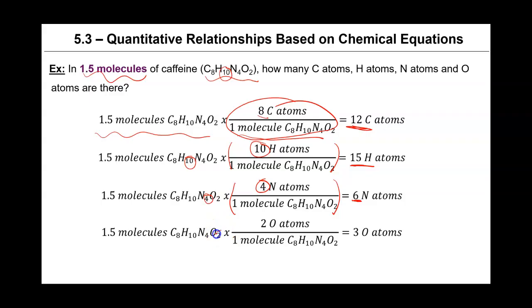Lastly, for oxygen, according to my formula, I have 2 oxygen atoms for every 1 molecule of caffeine. Therefore, if I have 1.5 molecules of caffeine, if I multiply that by 2 oxygen atoms over 1 molecule, that tells me that I'm going to have 3 oxygen atoms. So formula subscripts can be used to create conversion factors that allow us to convert between the number of molecules and the number of atoms of a given type, and vice versa.